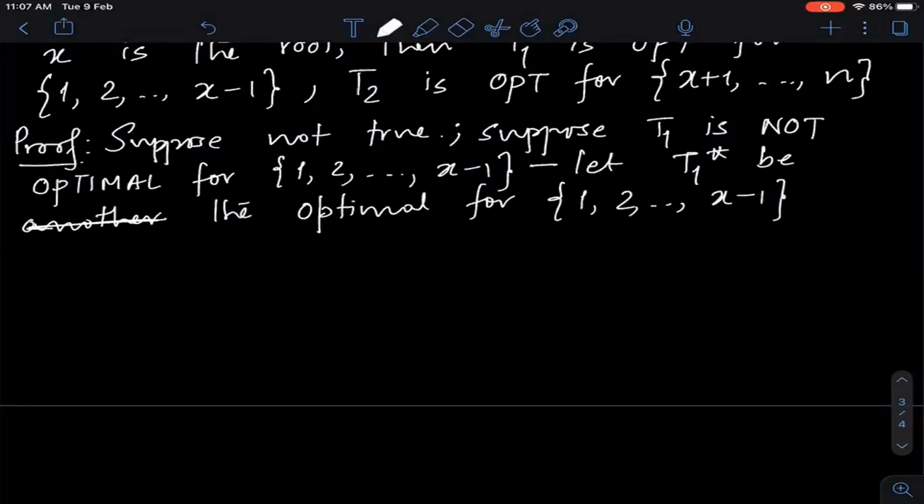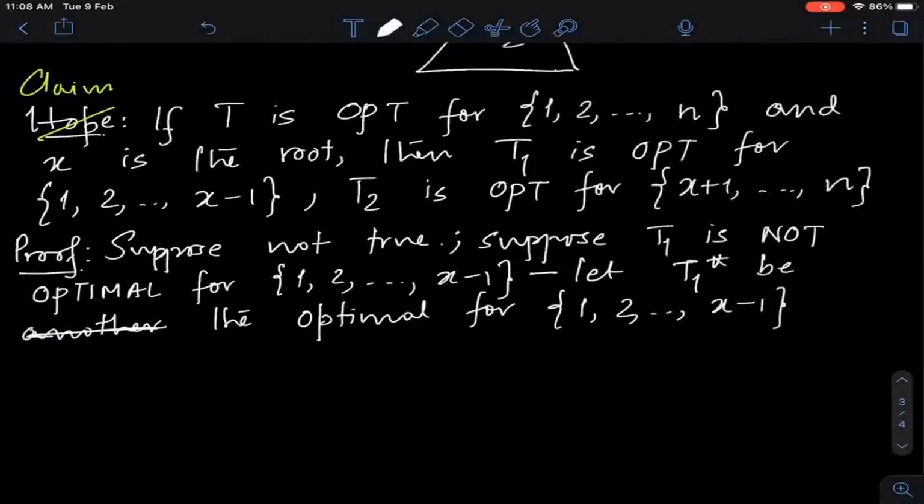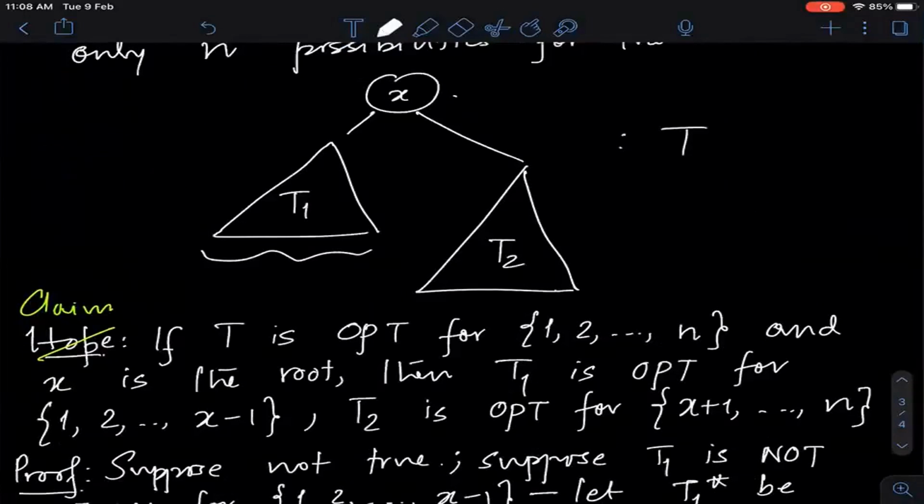Okay, so I'm assuming that T1 is not the optimal, so there has to exist another tree which is optimal for this subset of keys. What I will now do is take two trees which are both valid trees for the entire set of keys, and show that this new tree that I'm going to build has a cost which is lesser than the original tree that I started with, which is going to give me a contradiction. Remember that the premise on which this claim is based is that this tree is actually optimal for 1 to n.